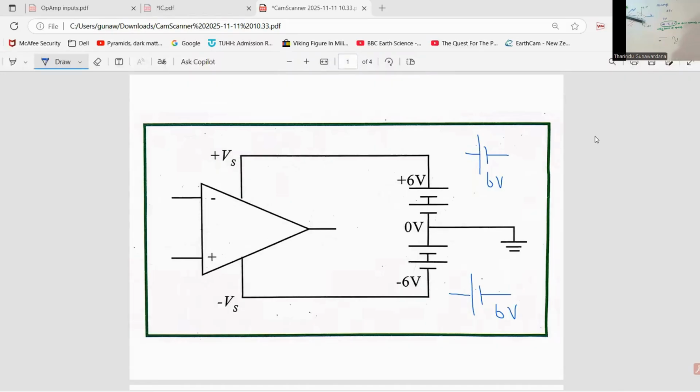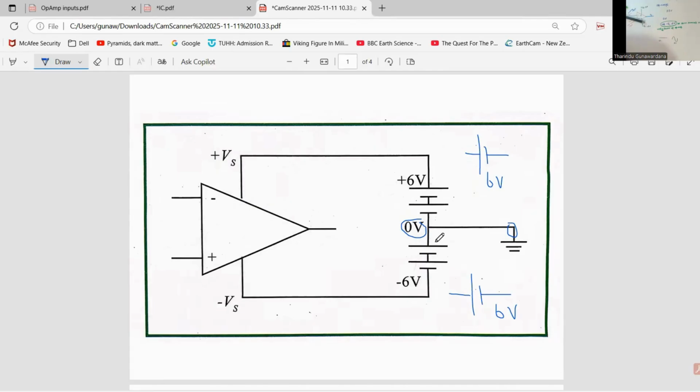This picture shows the way to power up the op-amp. Now you can see two batteries are used, both are 6-volt batteries. Therefore the potential difference across the two terminals of the battery is 6 volts. Now this is the earth terminal, so the potential of the earth terminal is 0 volts. Since the potential difference across the battery is 6 volts, if this is 0, this should be 6 volts.